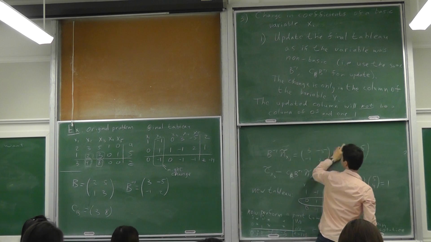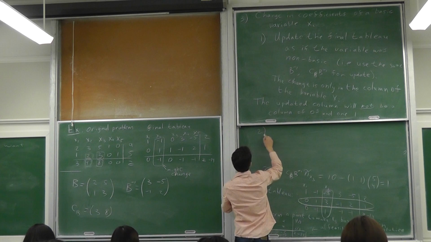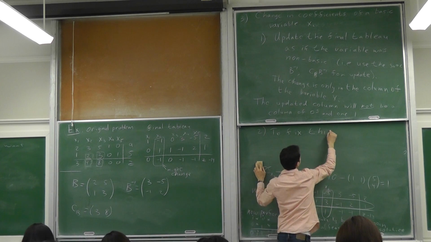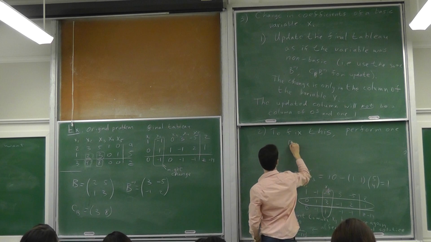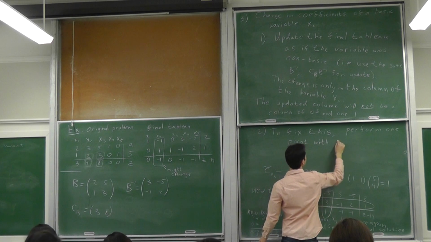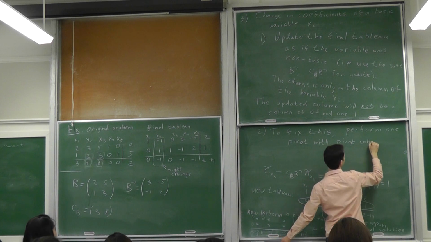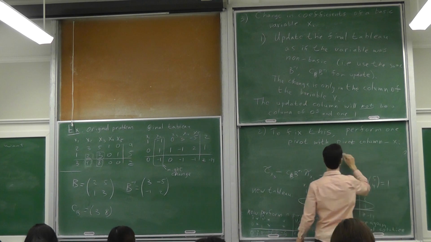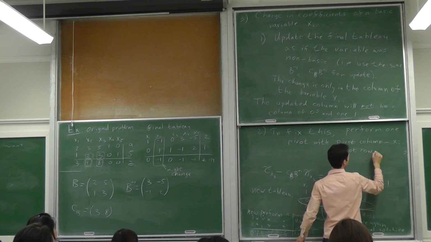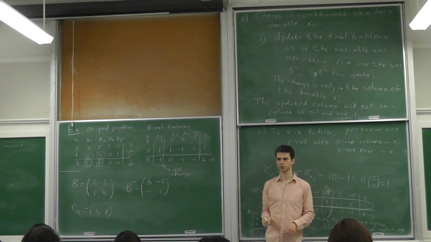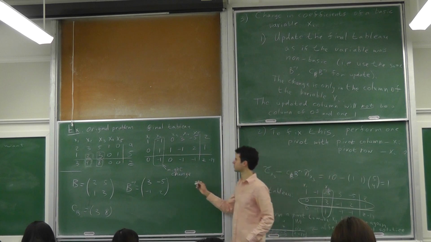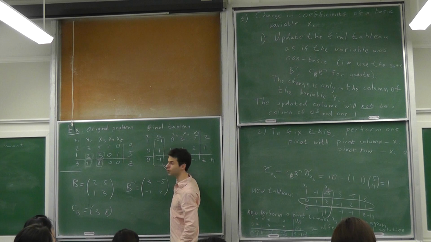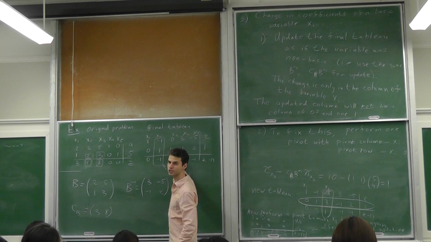So we have to fix this. So second step is to fix this, perform one pivot with pivot column xi, pivot row xi. So I mean, the pivot row is the row which originally had the one as a coefficient for xi.